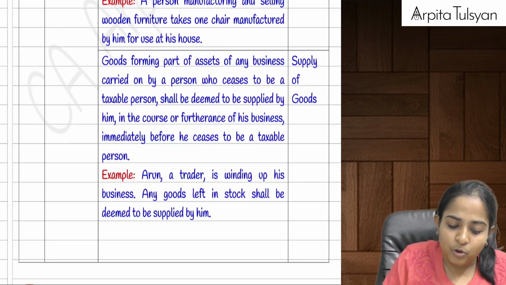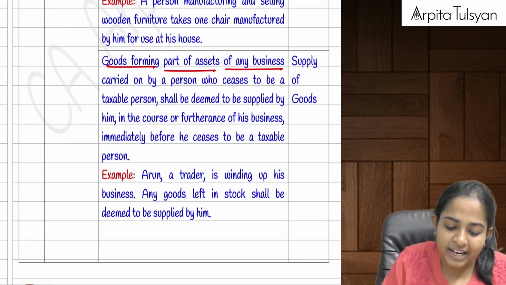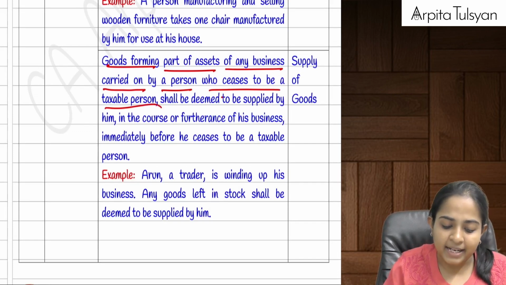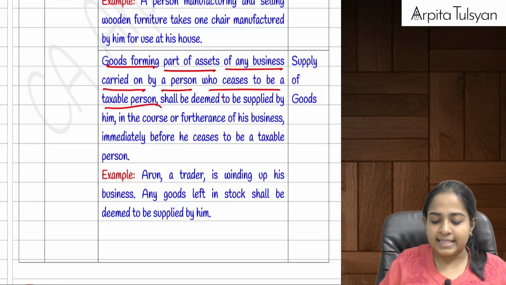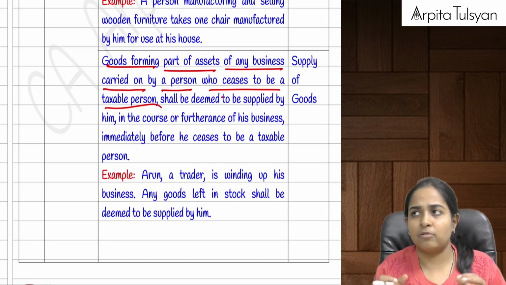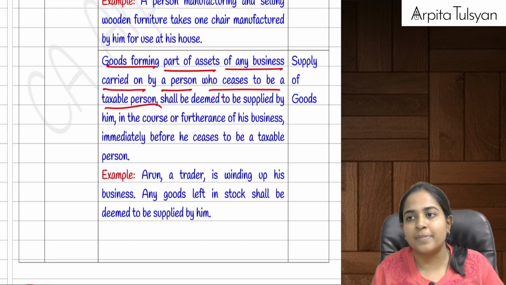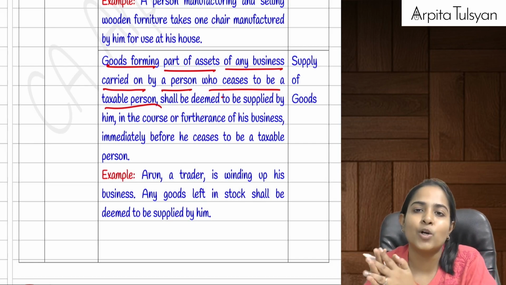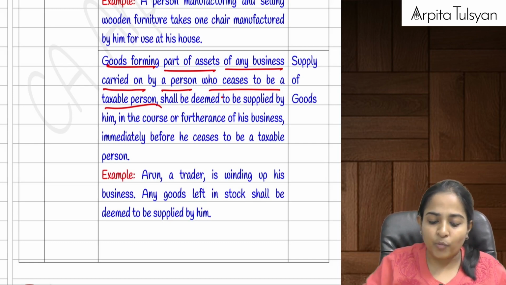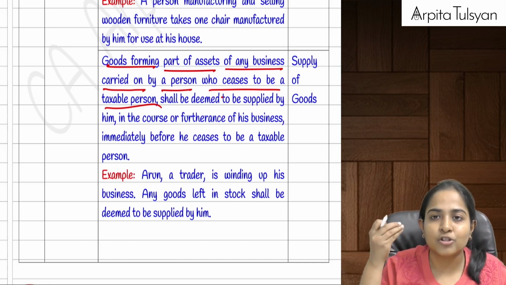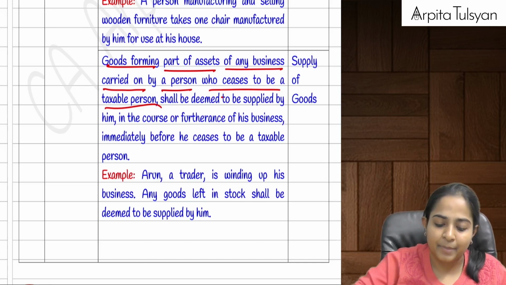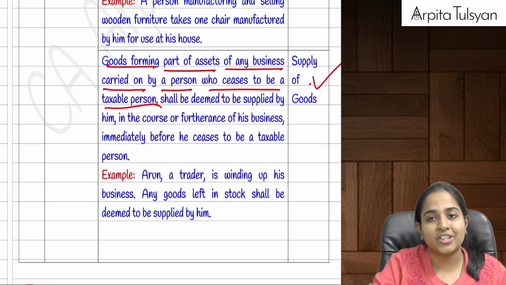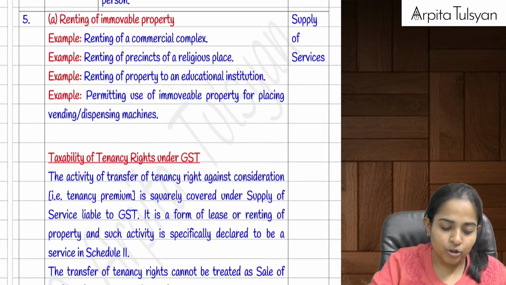The next one, goods forming part of assets of any business carried on by a person who ceases to be a taxable person. Let's say Mr. X has a particular business. He has some assets in his business. Now he is going to wind up. So whatever stock or goods are left with him, which is going to be disposed of, that particular transaction will be called as supply of goods.